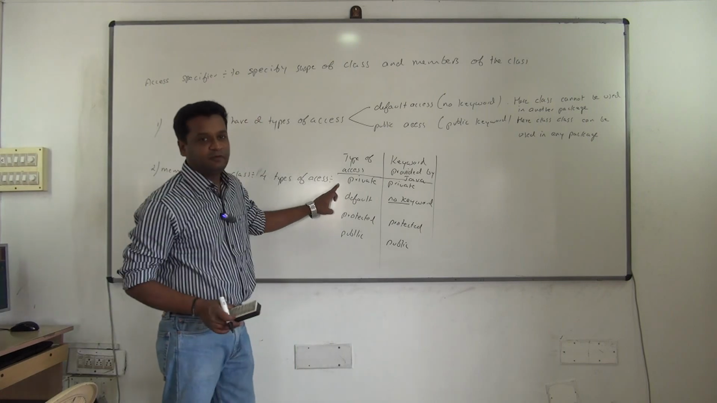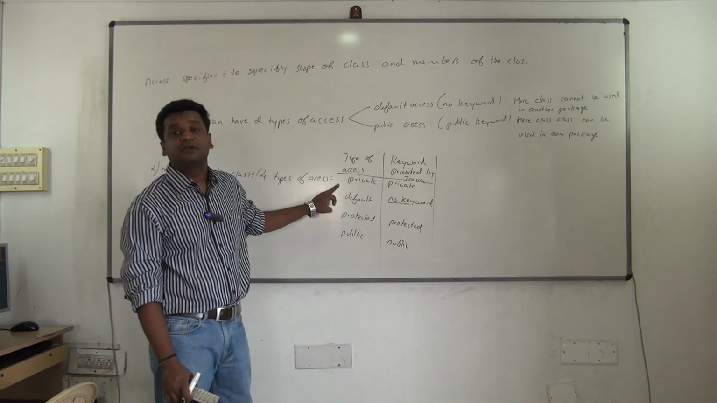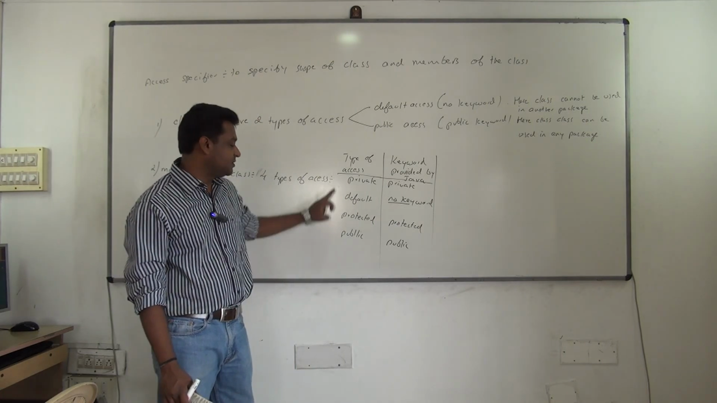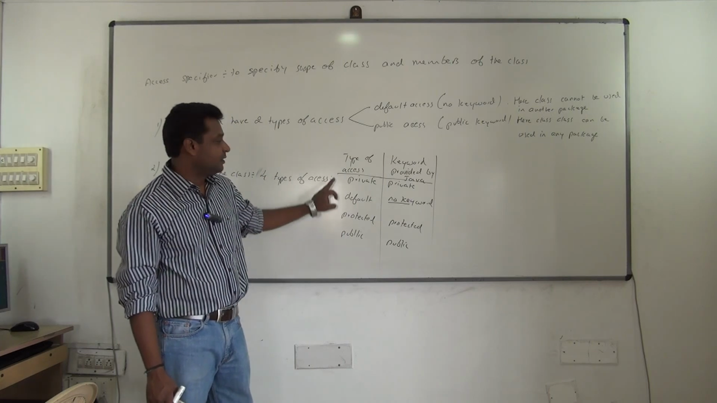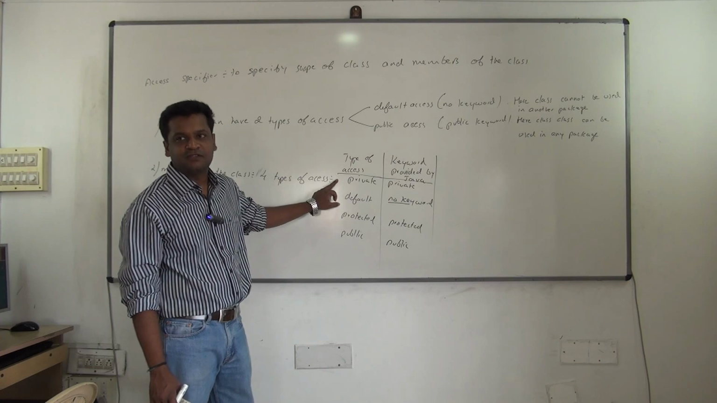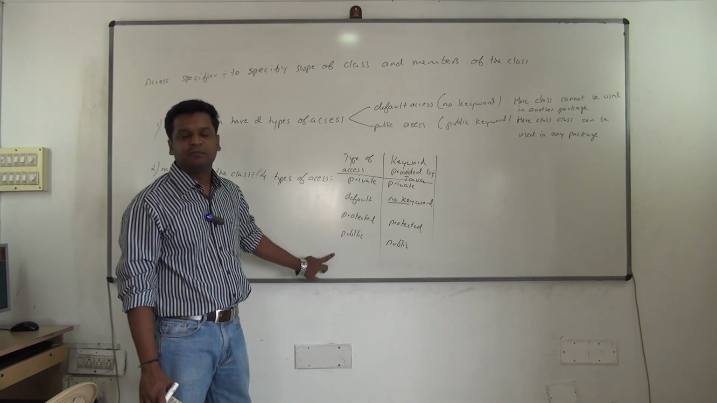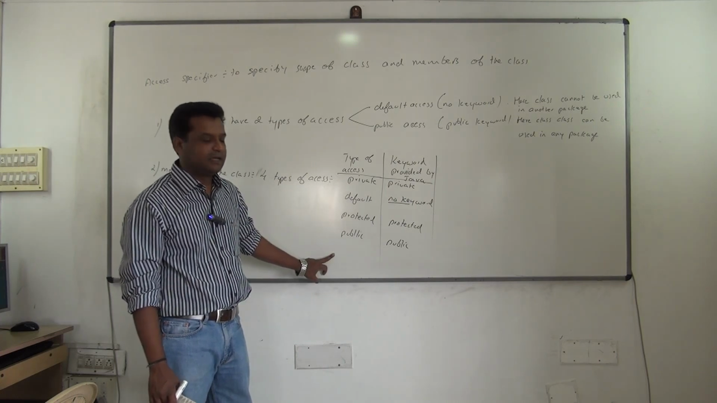Now what do you mean by private type of access? Private means only within the same class. Go to the dead opposite: public type of access means any class, any package. A private member can be accessed only within the same class. A public member can be accessed in any class, any package.